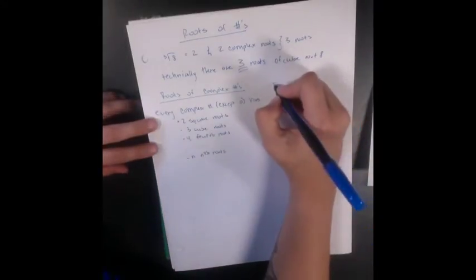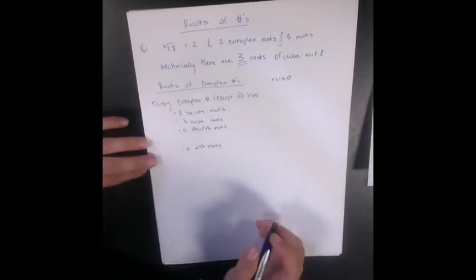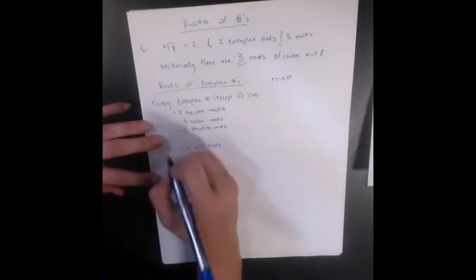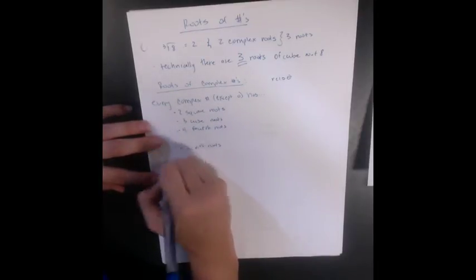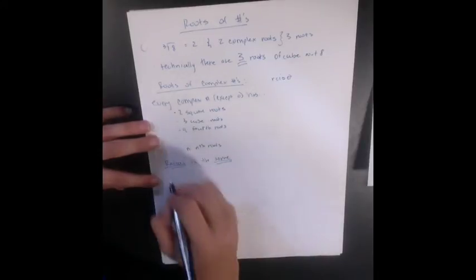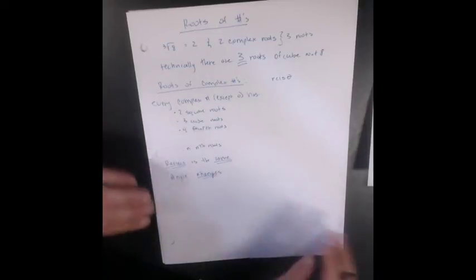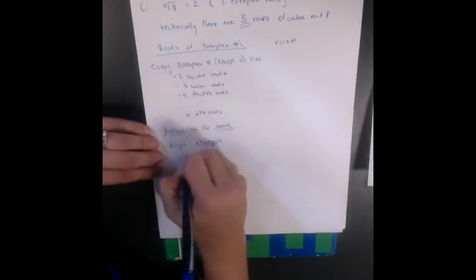Okay? Now, what we're going to do is we're going to talk about this as complex numbers. Complex numbers being r cis theta. And in the roots of complex numbers, the radius is the same. The angle changes.